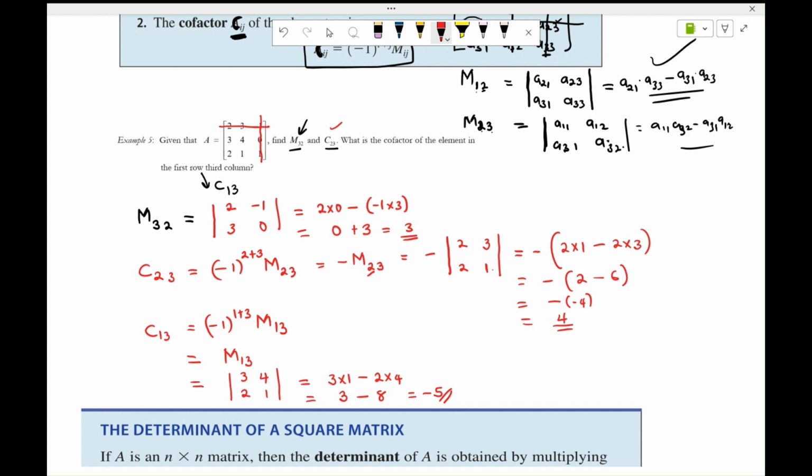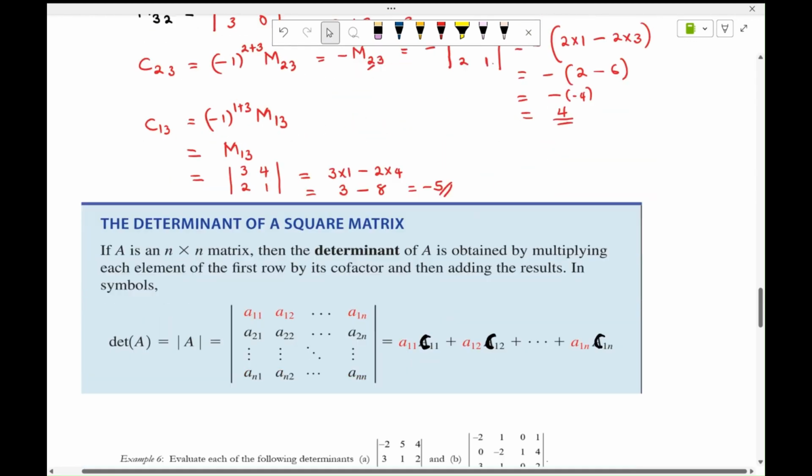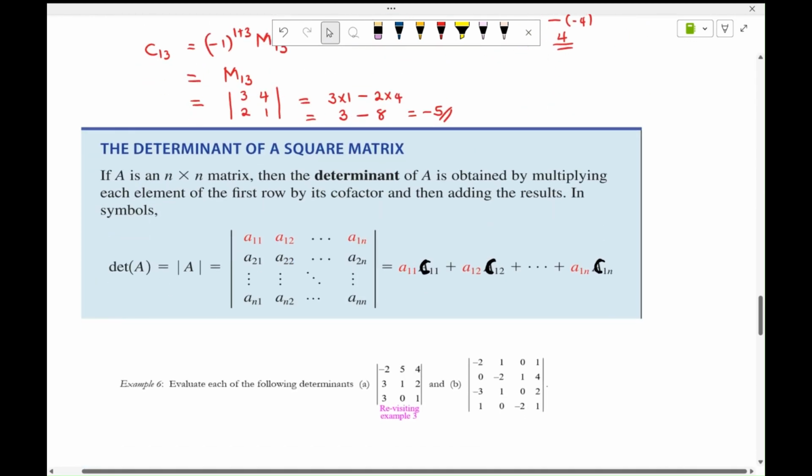Now, why do we need minors and cofactors? It is so that we can find the determinant of any n by n matrix. Please follow me carefully. Here, it says if A is an n by n matrix, n could be any size, could be 3 or greater than 3, it's fine. We can find the determinant of a matrix by multiplying each element of the first row by its cofactor, then adding the results.